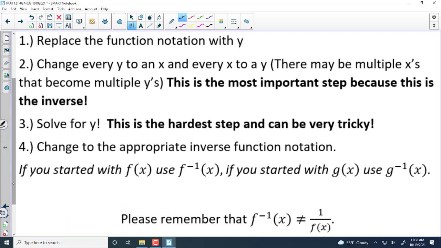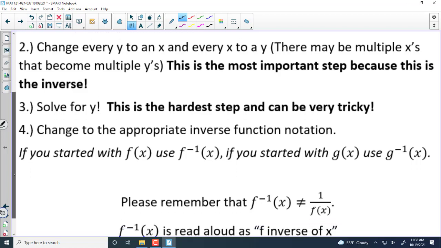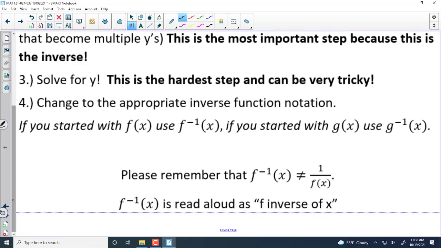And then we're going to change to the appropriate inverse function notation. In other words, if you started with f of x, you use f inverse of x. If you started with g of x, you use g inverse of x, and so on. So you need to make sure that you're using the right function notation. And just a reminder to everyone, please remember that when you see that f inverse of x notation, that does not mean 1 over x. I know that's what a -1 power usually means, but it doesn't mean it in this case. And it's read aloud as f inverse of x, not f to the negative 1 power. F inverse of x.